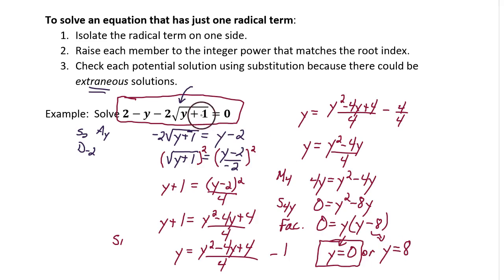Now let's try y equals 8. 8 plus 1 makes a 9. The square root of 9 makes 3. And 2 times 3 makes a 6. This whole part right here is a 6. Remember, we're also putting 8 here. So 2 take away 8, take away 6. That's not 0. This answer does not work. You have to cross it out.